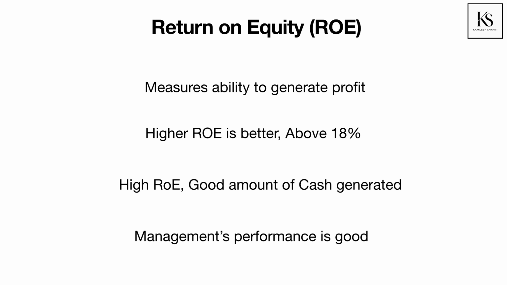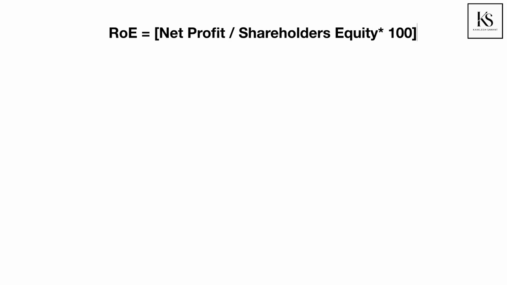Hence, the need for external funds is less. Thus, a higher ROE indicates a higher level of management performance. ROE can be calculated as net profit divided by shareholders' equity into 100. There is no doubt that ROE is an important ratio to calculate, but like any other financial ratio, it also has a few drawbacks.